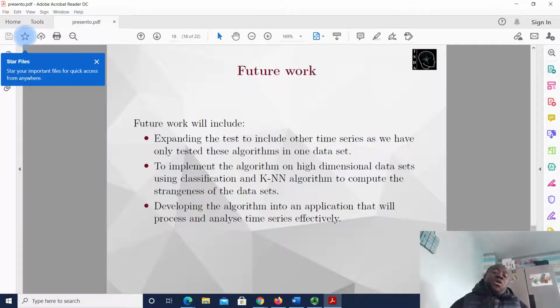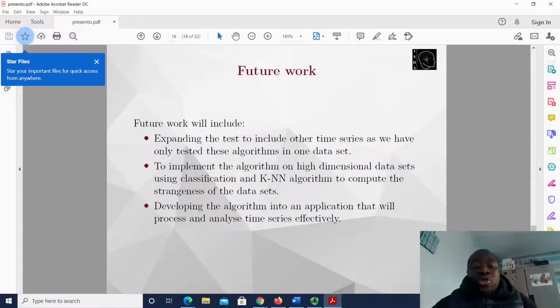Now we look at future work. What we're going to do in the future is expand this test to include other time series, and we have only tested this algorithm on the electromagnetic dataset. So we want to expand it to other datasets to see how effective this algorithm is. We also need to implement this algorithm on high-dimensional, multivariate datasets, using classification forms such as the KNN algorithm to compute the strangeness of the dataset. We're also going to develop this algorithm into an application that will process and analyze time series effectively.